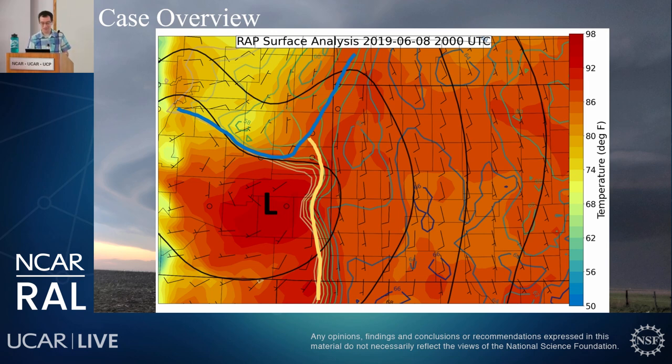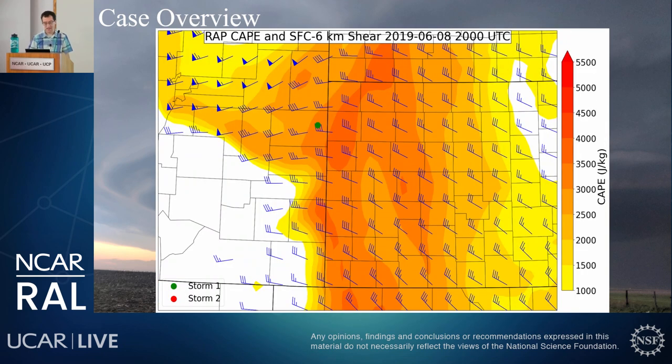So the first supercell of the day initiated pretty much right on that triple point just before 20 UTC, so around 1930 or so. And looking at our more traditional parameters we look at for supercell favorability, just a CAPE-shear map here, we've got over 3,000 joules per kilogram of CAPE, so we're definitely good in the CAPE department, and around 40 knots of bulk shear, so sufficient for supercells. And this green dot is where our first supercell was at 20 UTC, as it's organizing into a supercell, so it's in a pretty decent environment there.